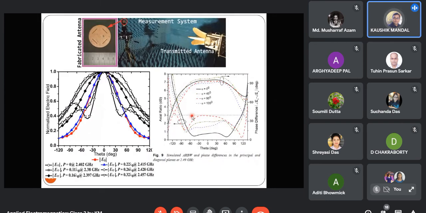It is very difficult to design a purely circularly polarized antenna. You can achieve maximum 0.2, 0.3. Below 0.2 is very difficult. An axial ratio of less than 0.2 dB is difficult in practice.